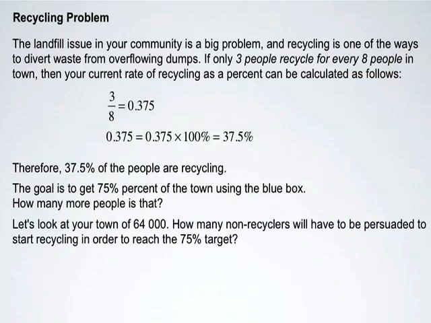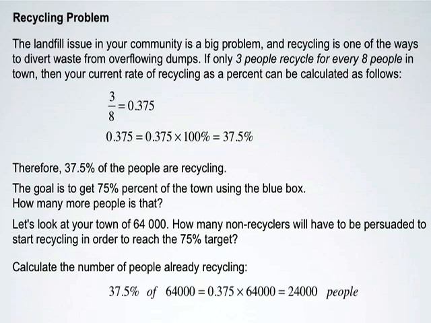Let's say your town has 64,000 people. How many non-recyclers will have to be persuaded to start in order to reach that 75% target? If we look at the number of people already recycling, 37.5%, we want 37.5 of 64,000. So we change the percent to a decimal, multiply, and we get 24,000 people.